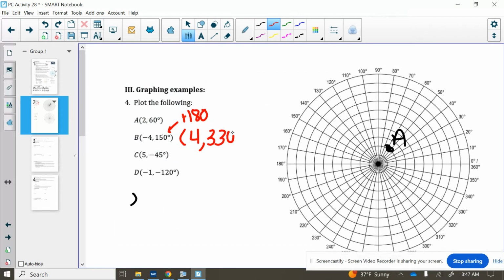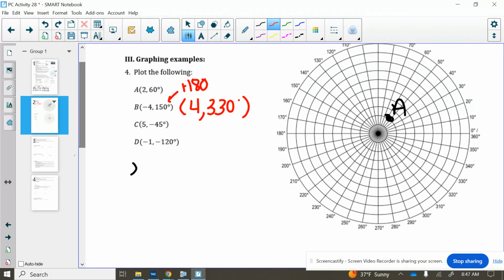4, 330. Right, these are equivalent. And to me, I like dealing with that positive r value because then I just know, okay, I'm at 330 degrees and I'm 1, 2, 3, 4 units out. This is my point B.